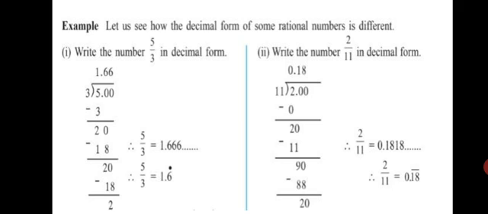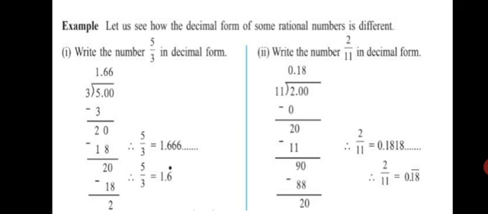Okay, let's have a look at another example. Write the number 2 upon 11 in decimal form. Now 2 divided by 11, we cannot divide 2 by 11, so we take a 0 first. 11 zeros are 0, 2 comes down. Now there is a decimal point, so after 0 in the quotient, we put a decimal point and we carry on further. 11 ones are 11, 9 is the remainder, 0 comes down. 11 8s are 88, 2 comes down.